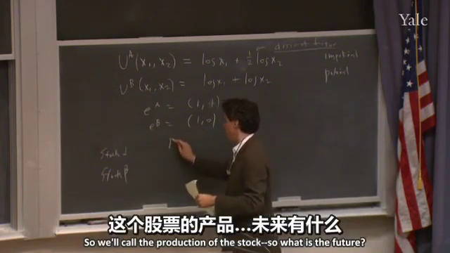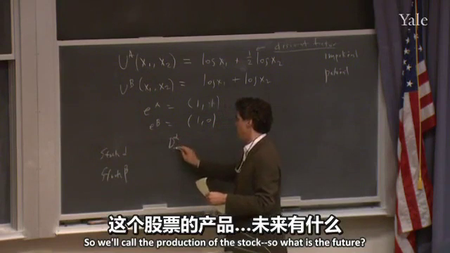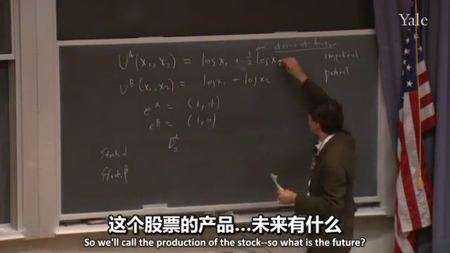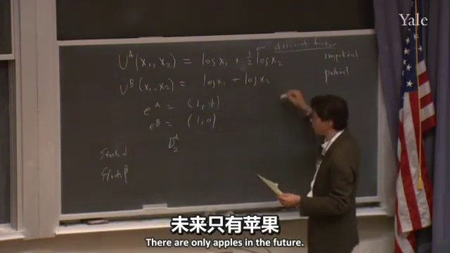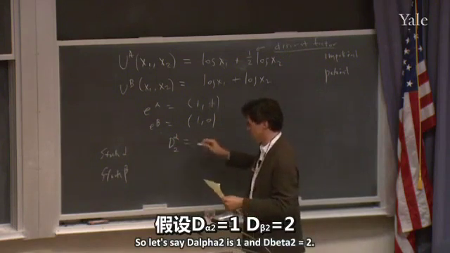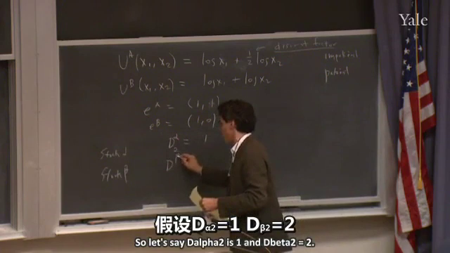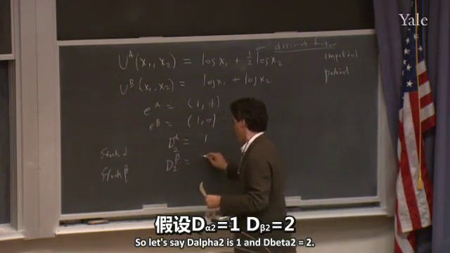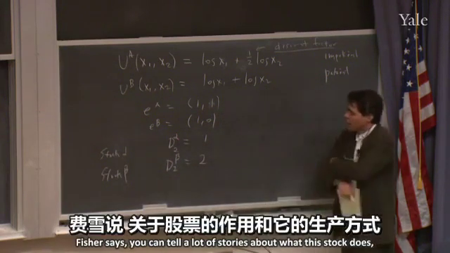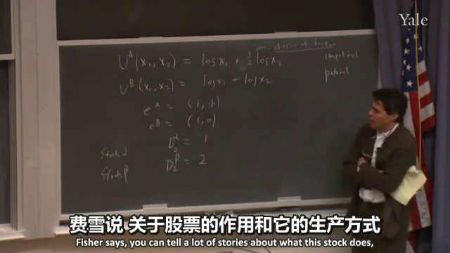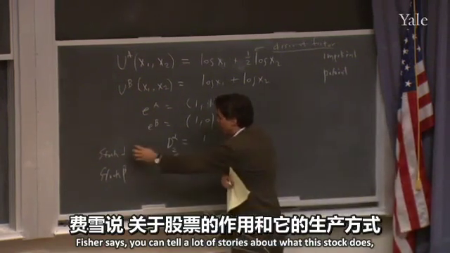So we'll call the production of the stock D. So what is the future? It's just X. There are only apples in the future. So let's say D alpha 2 is 1, and D beta 2 equals 2.